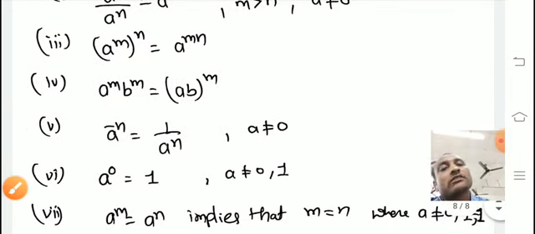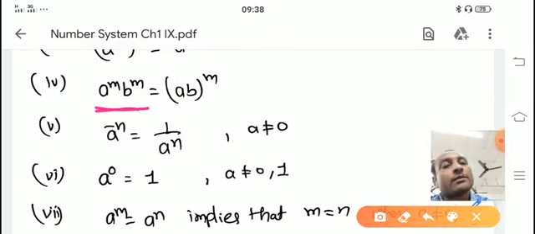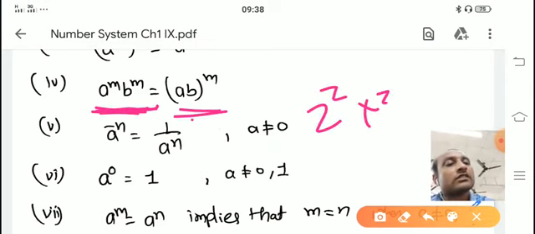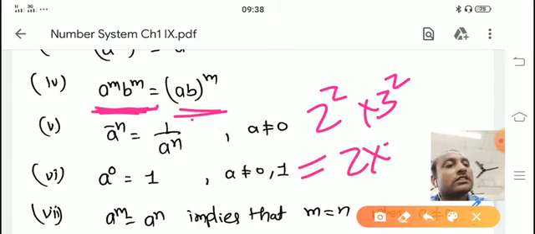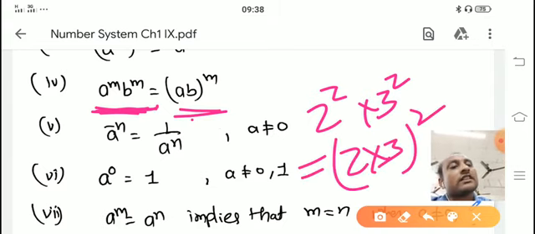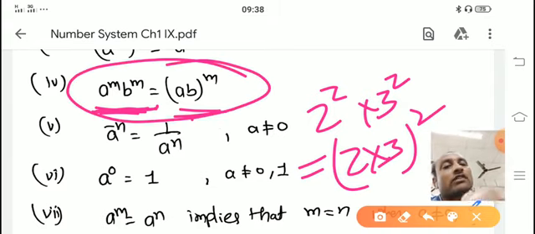Next law, a power m into b power m is ab whole power m. For example, 2 square into 3 square is there. I can write it as 2 into 3 whole square because square is there for both 2 and 3. But if different exponents are there, I cannot use this formula. Same exponents, then ab whole power m you can write.